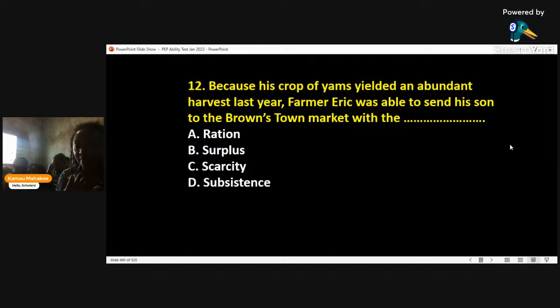Farmer Eric was able to send his son to the Brownstone market with the what? If you have a big harvest, that means you would have extra to sell to the market. So which word here means extra? Surplus. Surplus means extra.